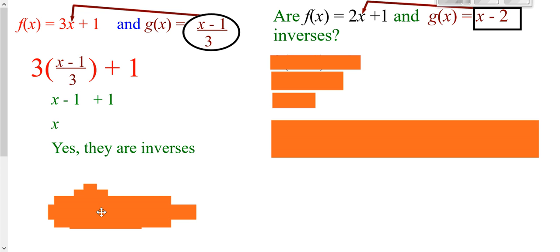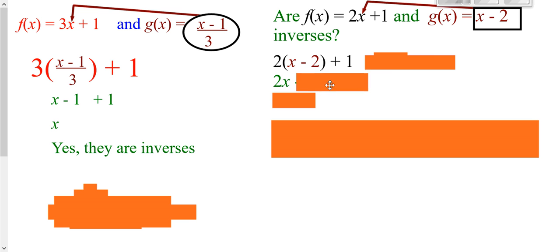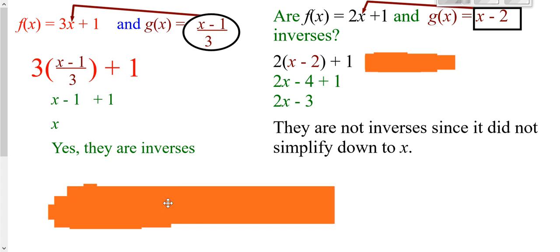Looking over here, we have 2 times input plus 1. Our input is the other function. If we distribute through, collect our like terms, it does not simplify down to a normal x, so they are not inverses.